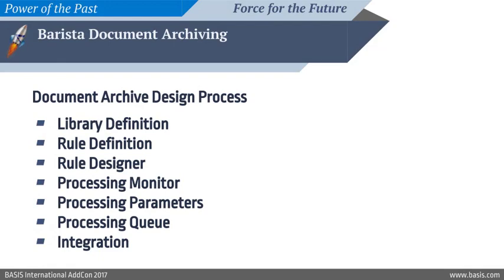The document archive design process is used to effectively categorize and file a document. It begins with a library definition, which roughly corresponds to a filing cabinet. This is followed by multiple rule definitions whose principal task is to somehow identify a document based upon its contents and determine what filing cabinet it is to be placed into. A given document may go into multiple filing cabinets.